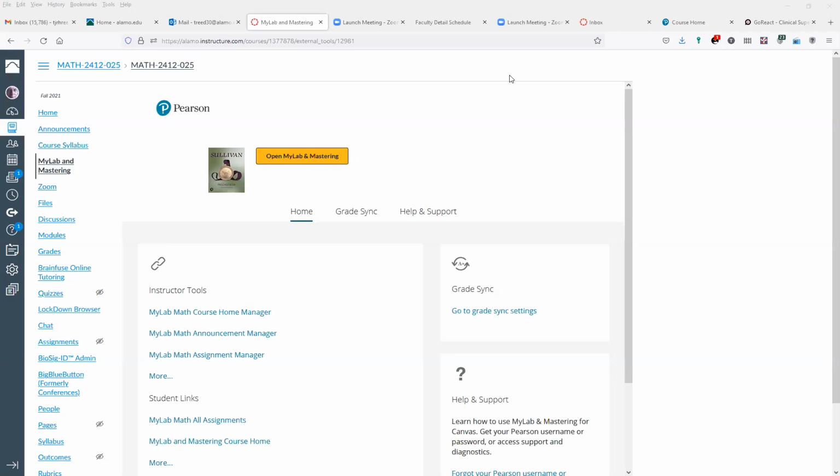So it's very important that you get in there because that's where you do your learning. Learning happens when you're doing the work.